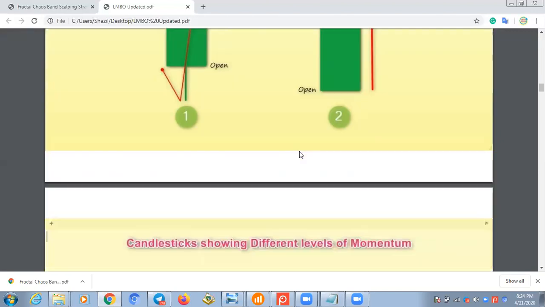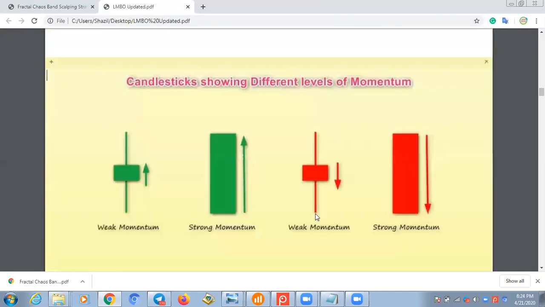Now you can compare these candles. Candlesticks show different levels of momentum. This is a weak momentum. It's going up, but with weak momentum. This is a neutral candle. And this is the strong momentum. Weak momentum, strong momentum. Okay.